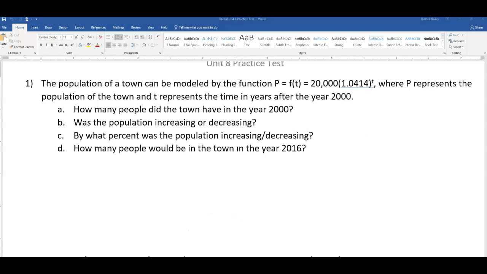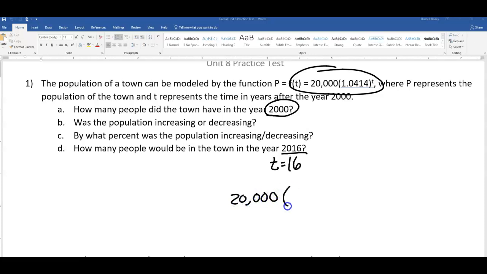All right, so for part D, it says, how many people would be in the town in the year 2016? That's just another way of saying, what will the output be if T equals 6? At the beginning, it's the year 2000, and T represents the number of years after 2000. So if we're at 2016, oh, I'm wrong, actually. Then T would actually be 16, because that means it's been 16 years since the year 2000. So basically we take this formula here and simply plug in 16 for the T.